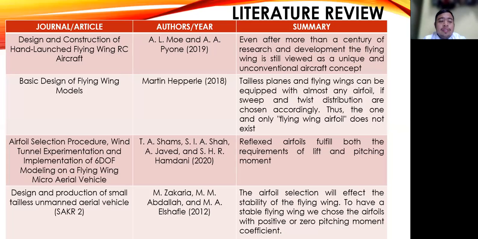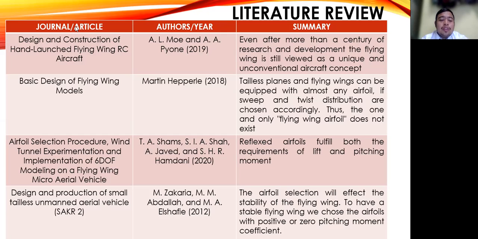Next, for the literature review, this is the summary of the literature review. Design and construction of an endless flying wing aircraft by Elmore and A. Pion in 2019. Even after more than a century of research, the development of the flying wing is still viewed as a unique and unconventional aircraft concept. Next, basic design of flying wing models by Martin Heppel 2018, which says tailless planes and flying wings can be equipped with almost any airfoil if sweep and twist distribution are chosen accordingly. Thus, the one and only flying wing airfoil does not exist.